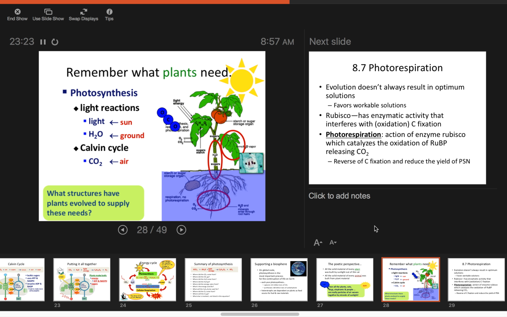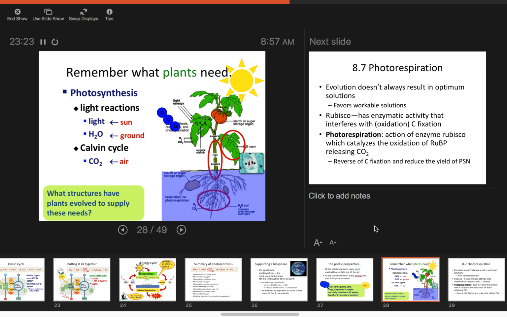Okay, like I said, this enzyme is faulty. It's not 100% efficient, and the reason for that is because oxygen can be bonded to the same place where CO2 comes in, and as a result, you can't go through the Calvin cycle. So we call this photorespiration. Eventually, what photorespiration does is reduce the yield that a plant can produce.